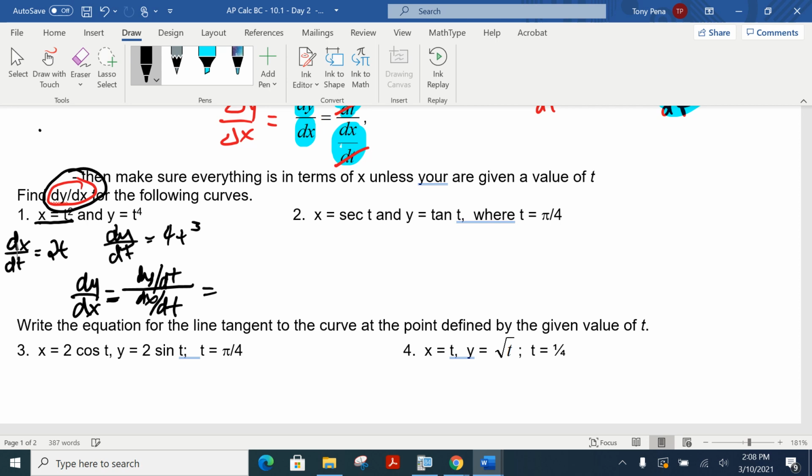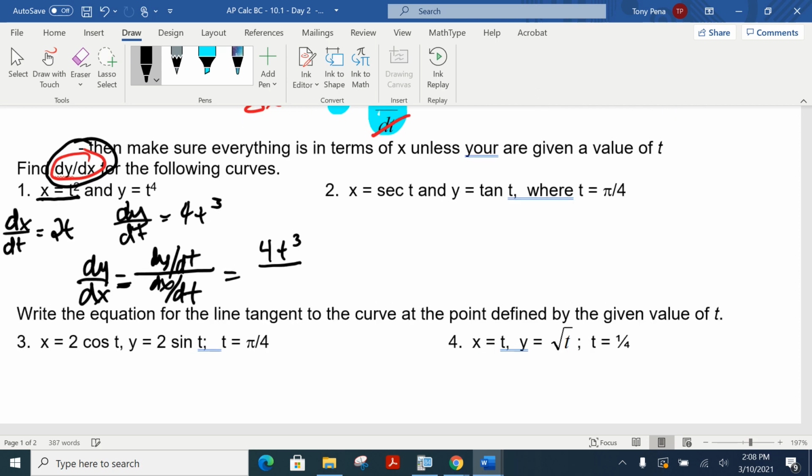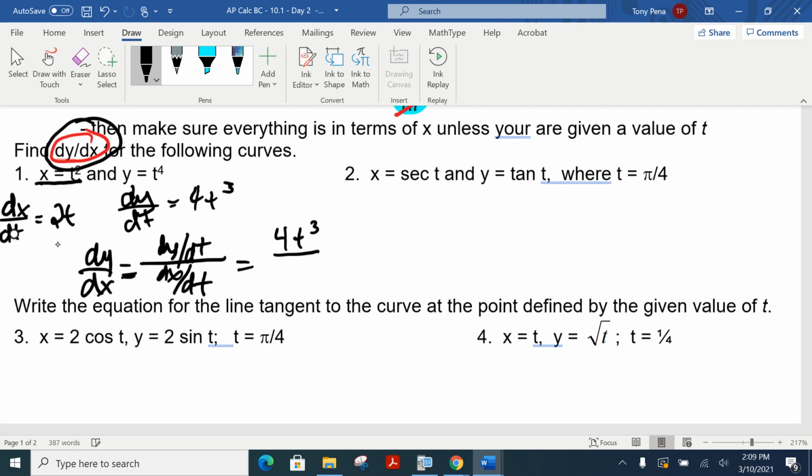So for this particular problem, think about what those are. Dy dt was the 4t cubed, so that's going to be our numerator. The dx dt here is a 2t. That's going to be your denominator. Simplify that to give us 2t squared. That is kind of our answer. Try that again.